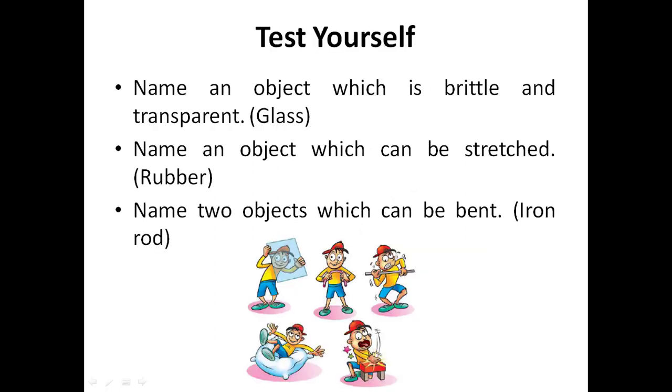Test yourself. Name an object which is brittle and transparent. My answer is glass. You make your own answer. Name an object which can be stretched. My answer is rubber. You try your own answer. Name two objects which can be bent. My answer is iron rod. You make your own answer.